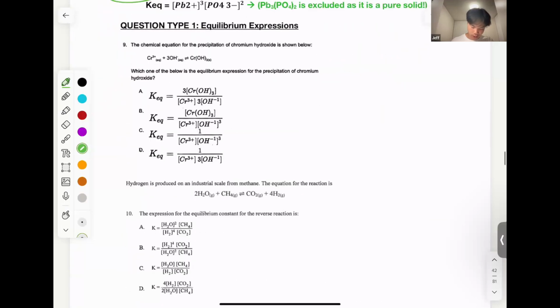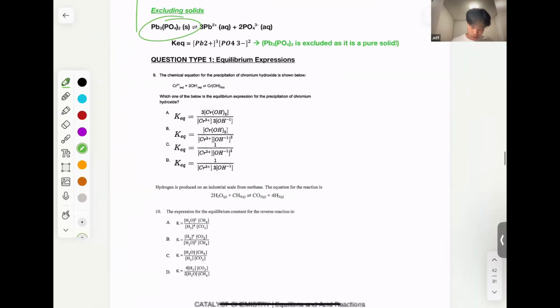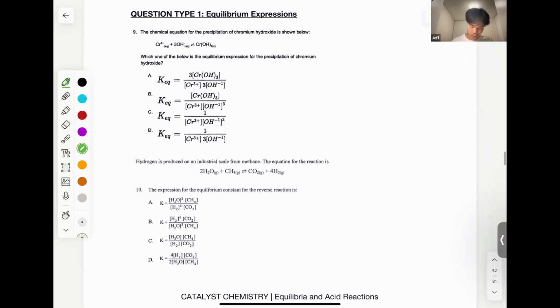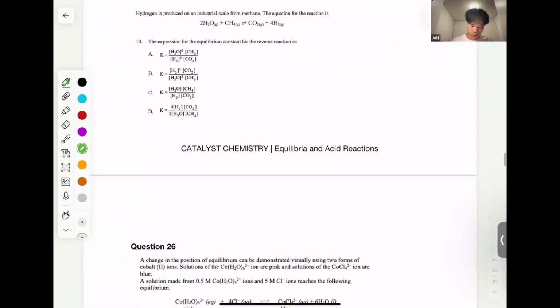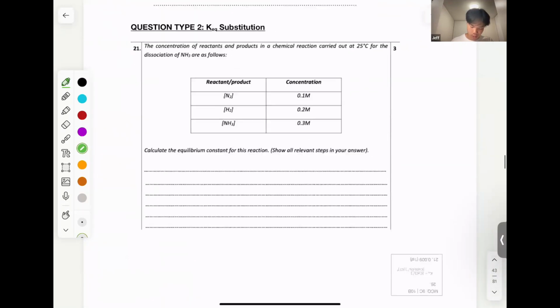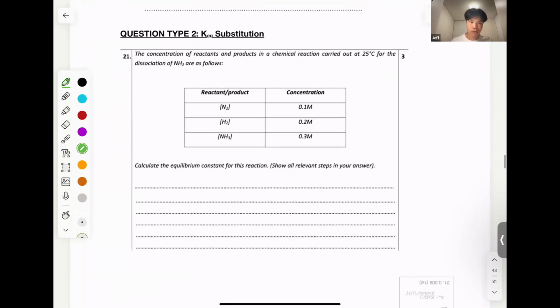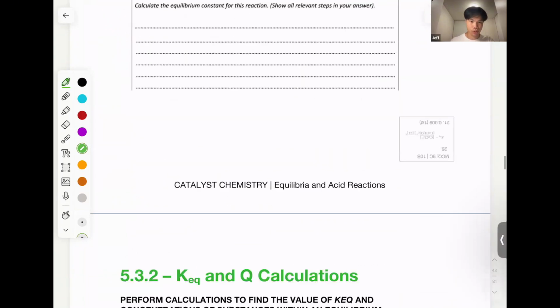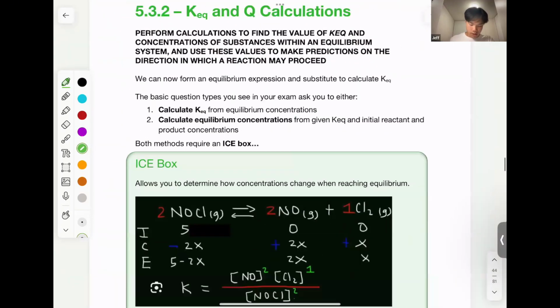So the first question type that you'll see here is just writing equilibrium expressions. These questions we did earlier. And the second question type is just subbing into a KEQ expression. So when you write an equation, form the expression, and then substitute in the values to find your K. Those question types are relatively straightforward.